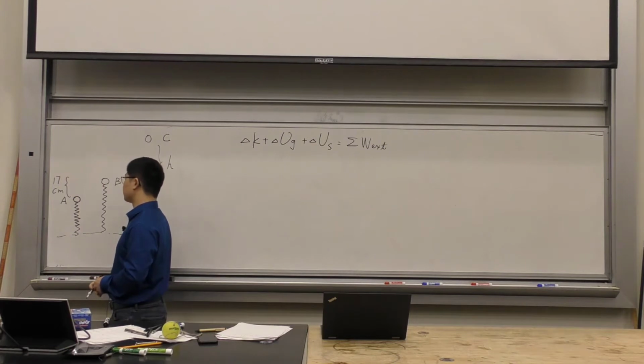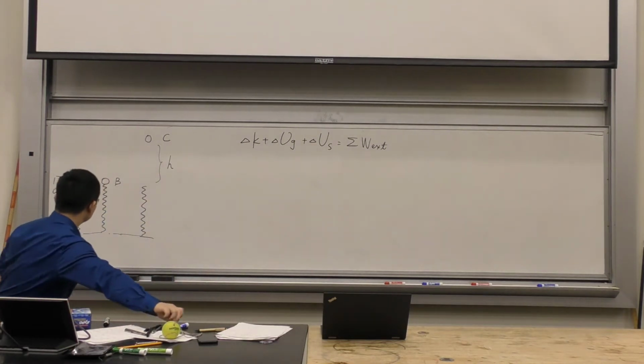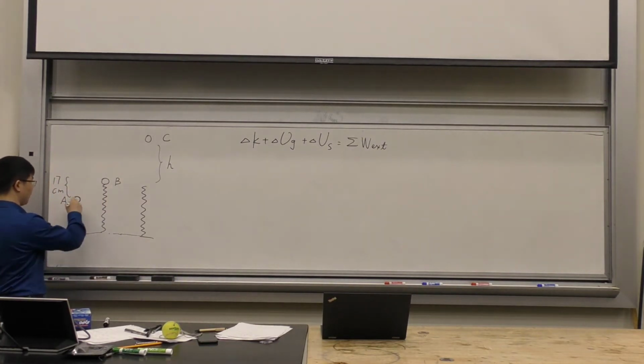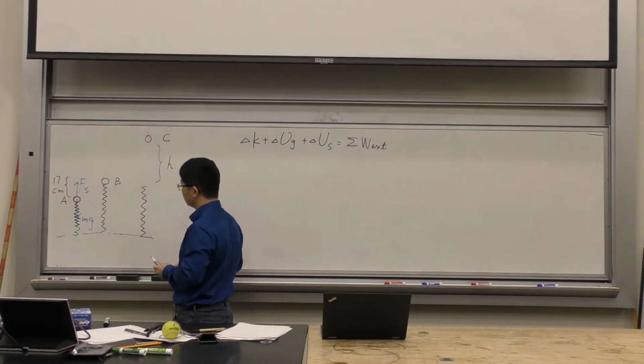Now let's take a look at the process from A to B. From A to B, that's really complicated because how many forces are on this projectile when it's moving from A to B? Gravity is on it. Gravity is always on it, right? Now the spring has a force on it. And we know the gravity is always m times g.